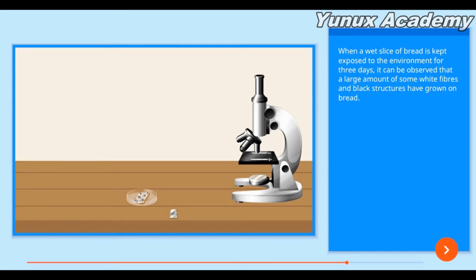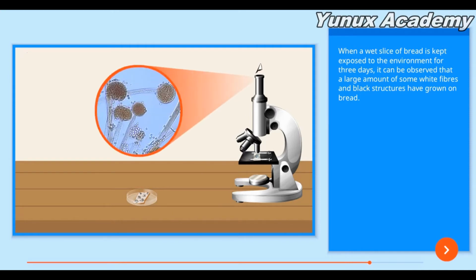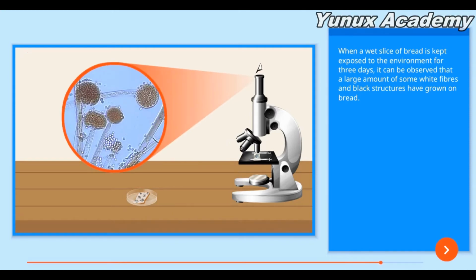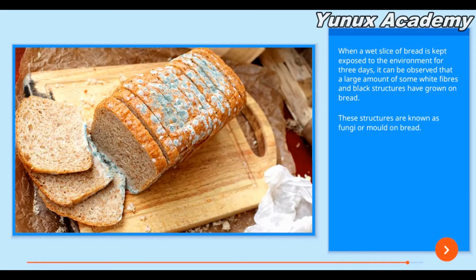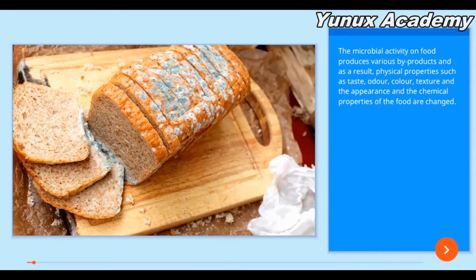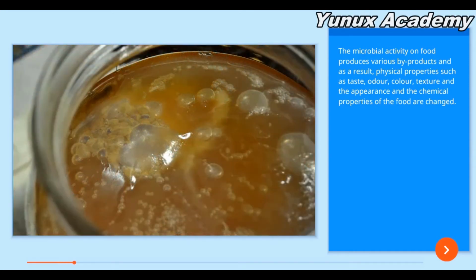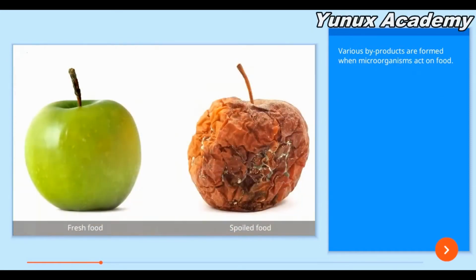Then observe this temporarily prepared slide through the microscope under low power. You will observe that there is a large number of white fibers and black structures on the bread. This type of microorganism that makes bread unsuitable for consumption is a kind of fungi, which is commonly known as mold on bread. When a microbial activity takes place on food, it produces various byproducts, and as a result, physical properties such as the taste, odor, color, texture, and appearance, and chemical properties of the food are changed. When a microbial activity takes place on different food items, it produces various byproducts.